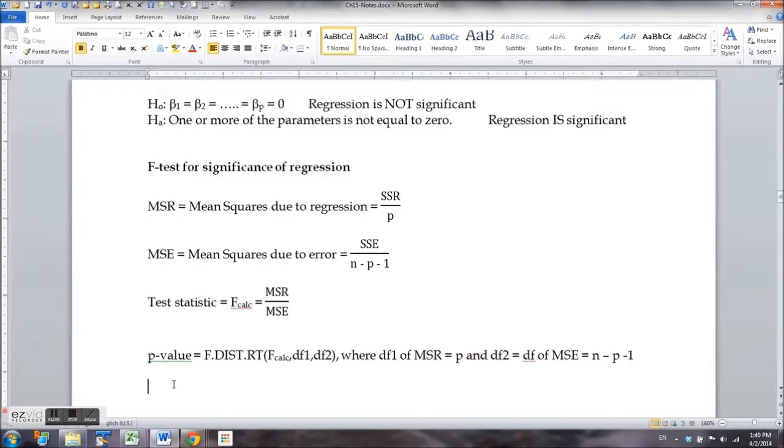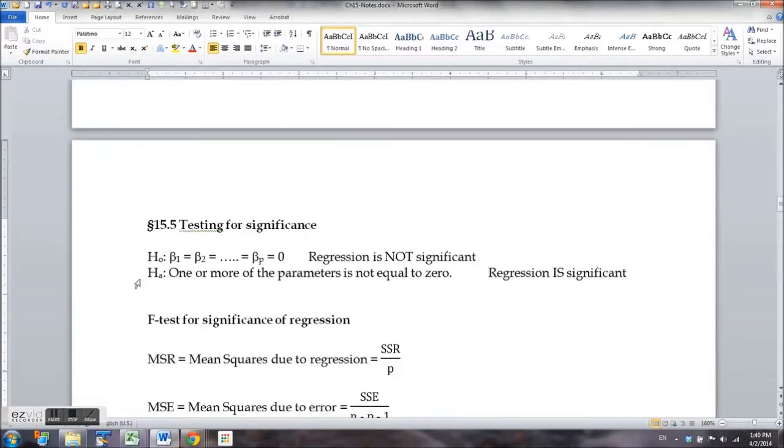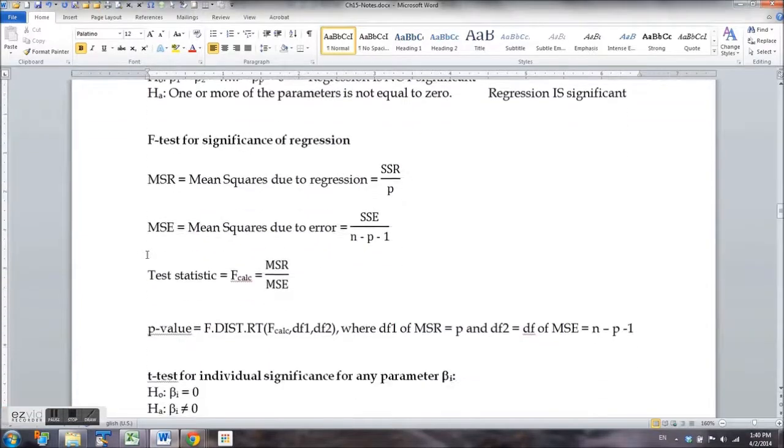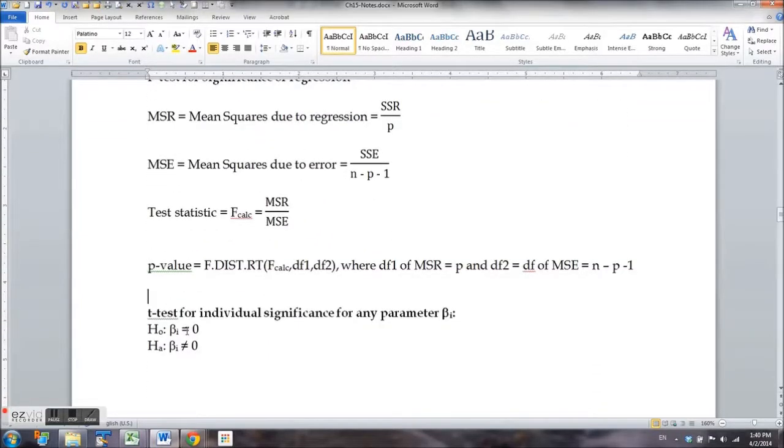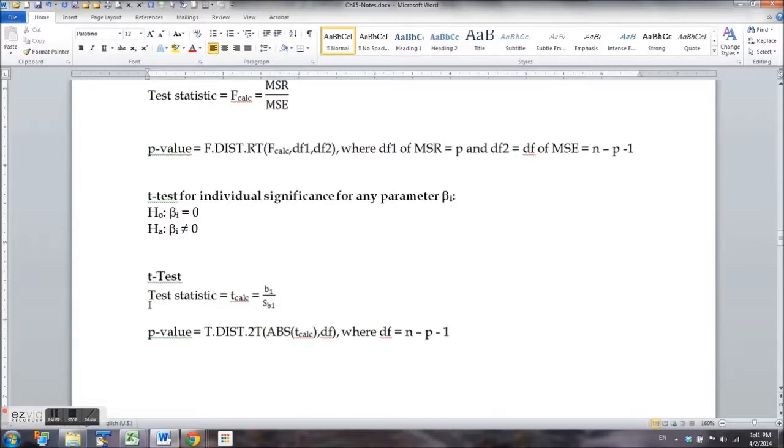Now of course the ANOVA table also gives you significance of F, and that is our p-value based on which we can make a conclusion. If we reject the null hypothesis, and that is if we conclude that the regression is significant, then we have to do an individual significance test for each and every parameter beta sub i. Now this is done with the t-test. The ANOVA table gives you the t statistic value, which is b sub 1 over s sub b sub 1, and we can then determine the p-value using the T.DIST.2T function, or we can use the significance value from the ANOVA table, and you can perform the test in that fashion also.